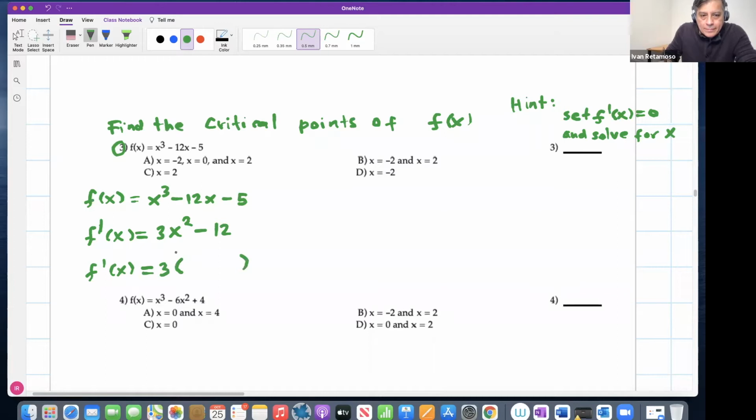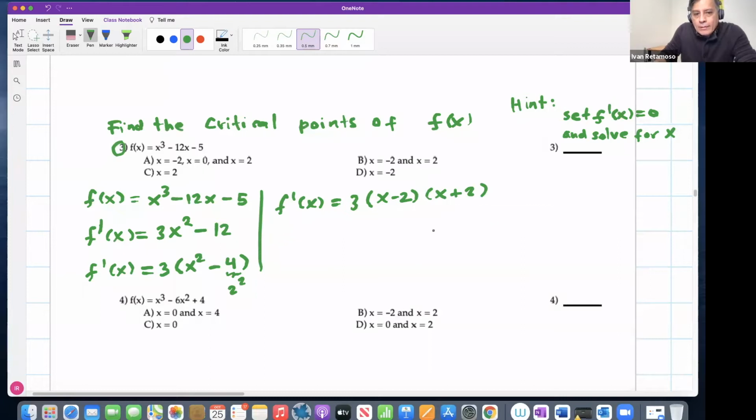3 out, 3 into 3x squared, minus 3 into 12, 4. If I continue factoring this, since 4 is 2 squared, x squared minus 2 squared factors as x minus 2 times x plus 2, right? I got my full factorization. Then I just set my derivative equal to 0. And from there, I can get my critical points, right?